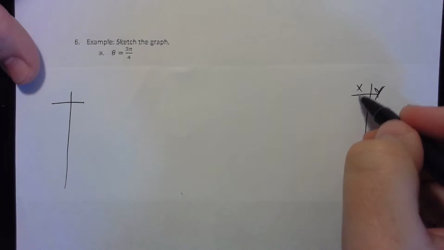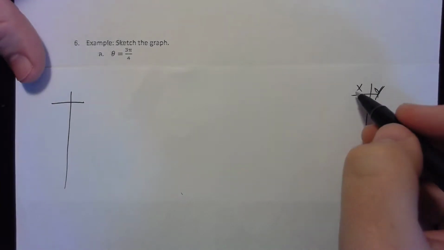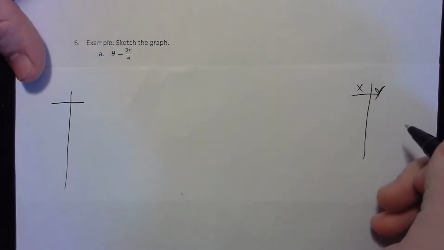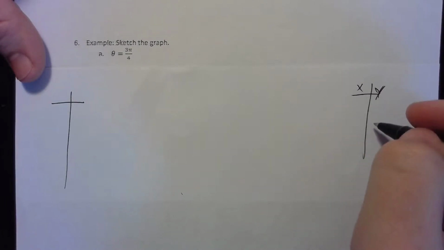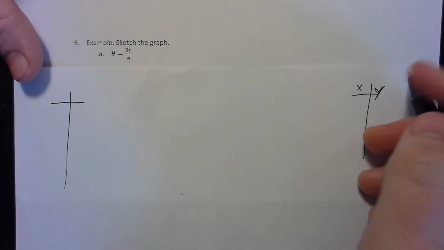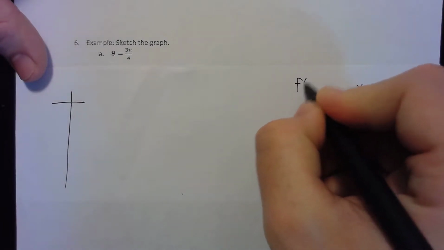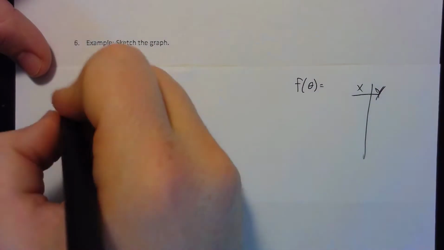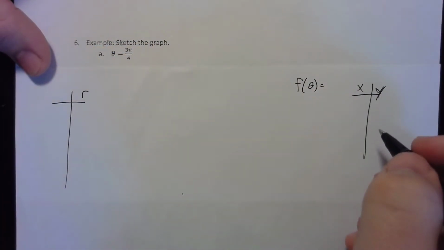x is our independent variable. We pick the x values to plug in, and our y is our dependent variable. Those are the values that we get back. Well, in most cases, our formulas will be f of theta equals 2, which means that we're going to want our r to be our dependent variable.